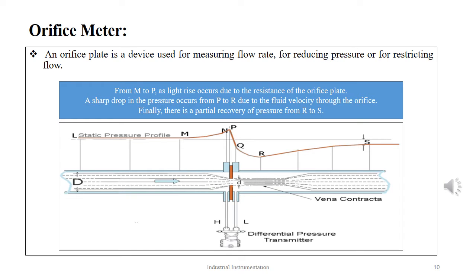From M to P, a slight rise occurs due to the resistance of the orifice plate. A sharp drop in the pressure occurs from P to R due to the fluid velocity through the orifice. Finally, there is a partial recovery of the pressure from R to S, as can be seen in the figure below. We have this marking M, P, R and S to demonstrate the pressure changes in the orifice plate.